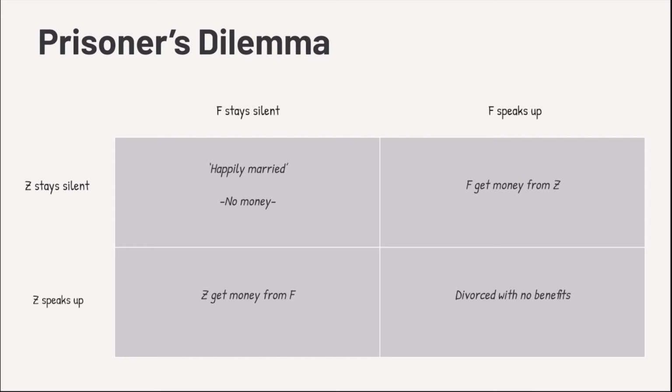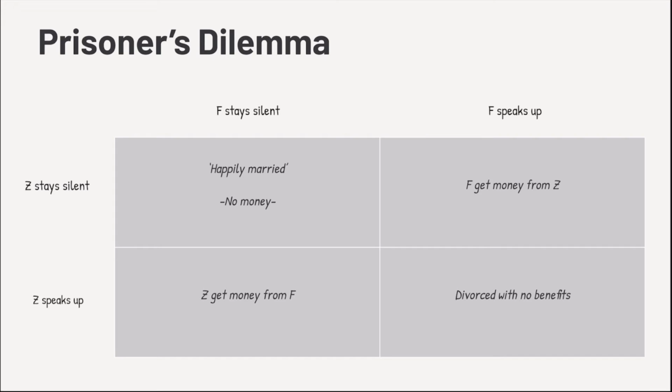We have developed a prisoner's dilemma matrix which conveys the 4 possible outcomes of the case as shown on the slide. 1. Zayden stays silent and Ferris stays silent. Both of them would be happily married with no money exchange. 2. Zayden stays silent and Ferris speaks up. Ferris will be getting money from Zayden.